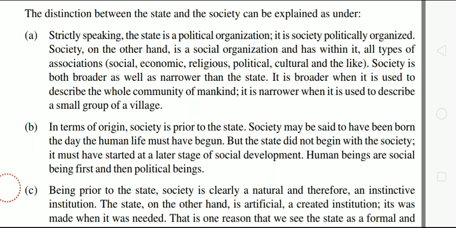A. Strictly speaking, the state is a political organization. It is society politically organized. Society, on the other hand, is a social organization and has within it all types of associations: social, economic, religious, political, cultural, and the like. Society is both broader as well as narrower than the state. It is broader when it is used to describe the whole community of mankind. It is narrower when it is used to describe a small group of a village.